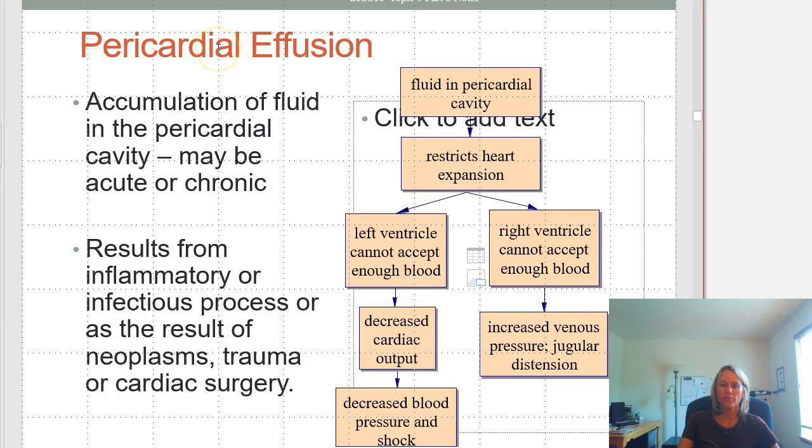Okay, so with pericardial effusion, we have fluid buildup in the pericardial cavity. This is going to restrict the expansion of the heart, so the heart cannot fill. And if it cannot fill enough, then we're going to have a decreased cardiac output, and that's going to lead to decreased blood pressure and shock. On the right side, if the right ventricle cannot fill with enough blood, there's going to be increased back pressure in the venous system, and this can lead to distension of the jugular veins.